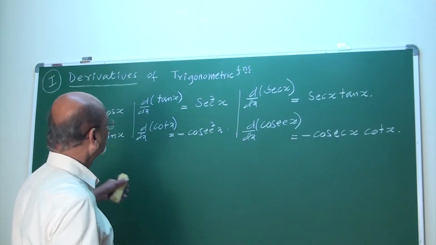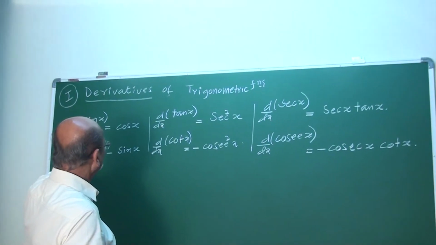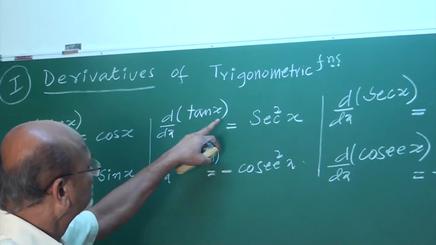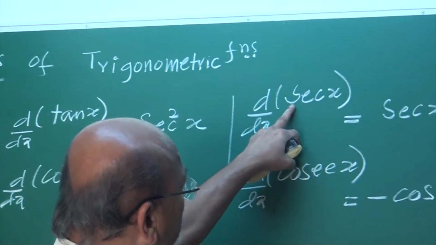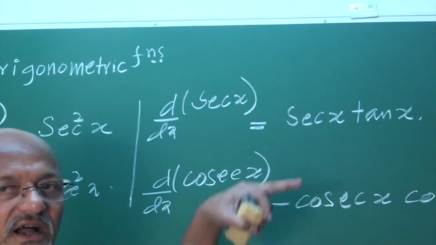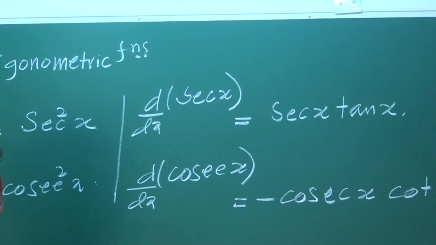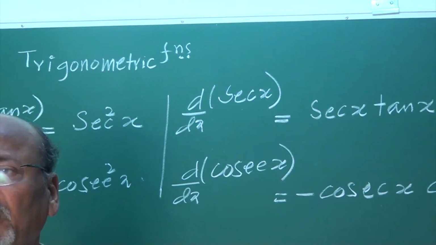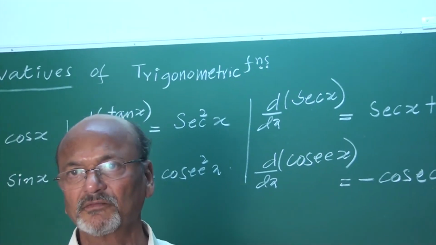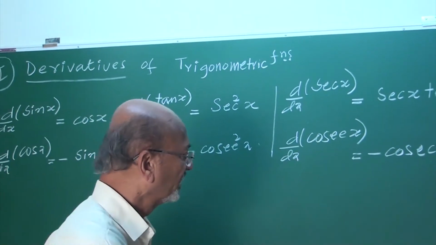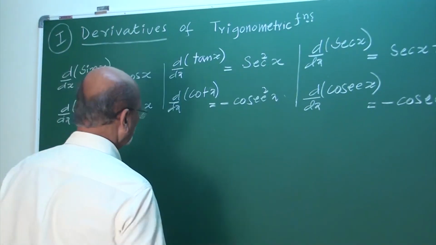The remaining ones are all positive. That's why I have written them as 3 pairs: sine cos, tan cot, sec cosec. You know the derivatives. And one more thing, my friends, that is really important.